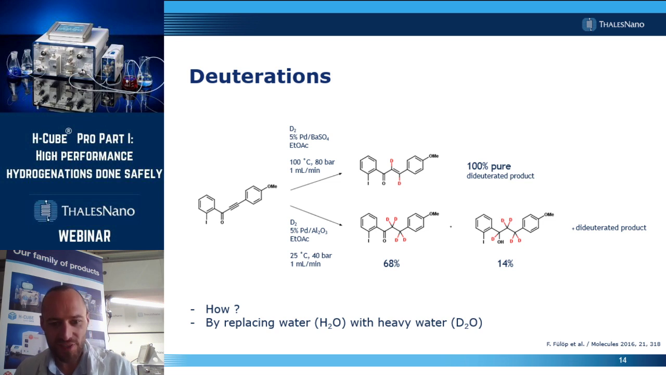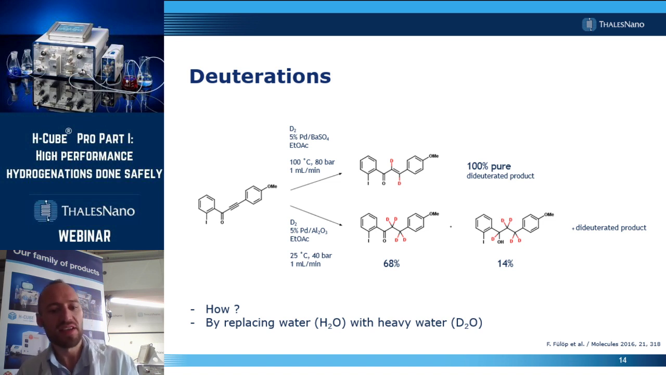Another specialty of these instruments is deuteration reactions. Indeed, the H2 being produced by the electrolysis of water, you just need to replace the water in the water tank by heavy water, so D2O, and it will give you D2 instead of H2.